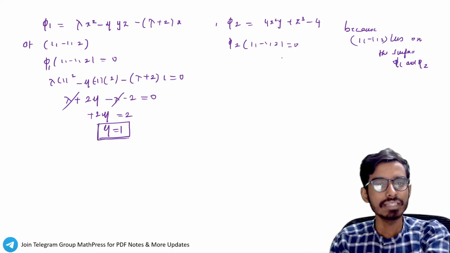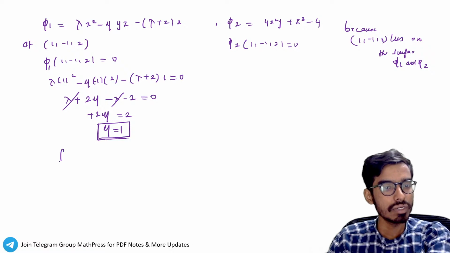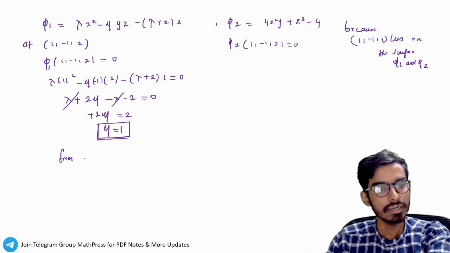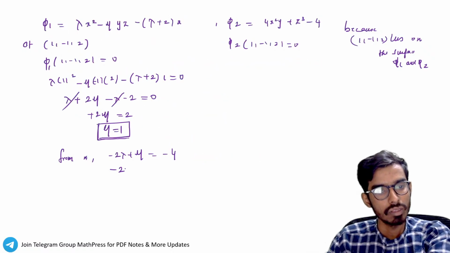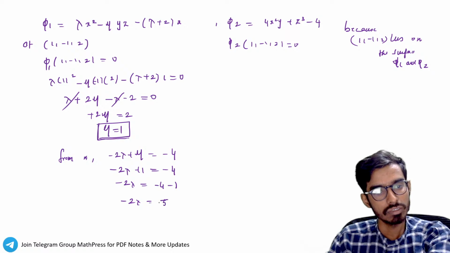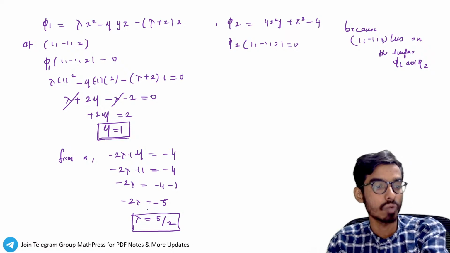So we have found mu is equal to 1. And from star, we know minus 2 lambda plus mu is equal to minus 4. So with mu as 1, minus 2 lambda is equal to minus 4 minus 1, which is minus 5. So lambda is equal to 5 by 2. So lambda is 5 by 2 and mu is 1, right?